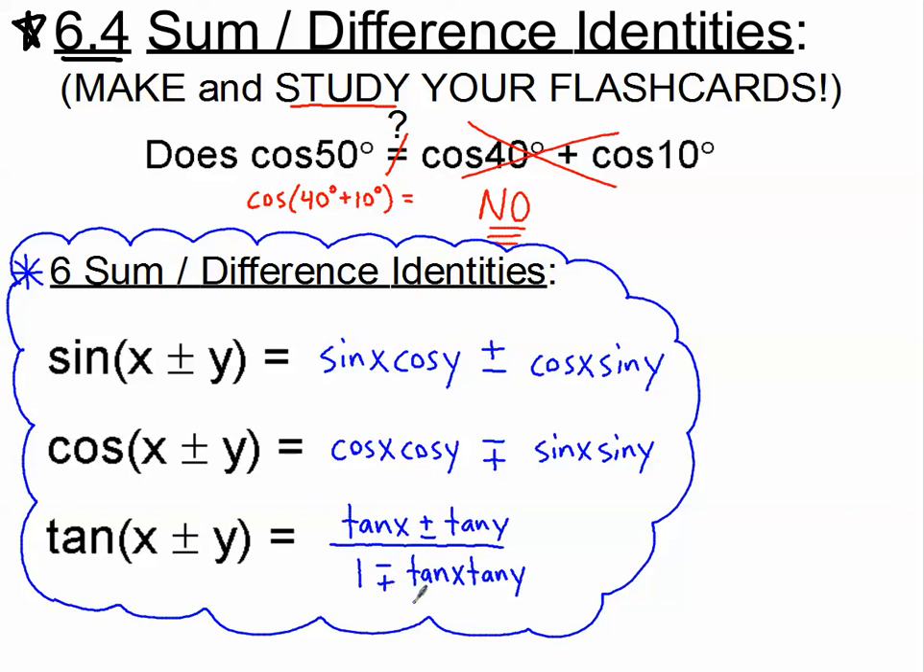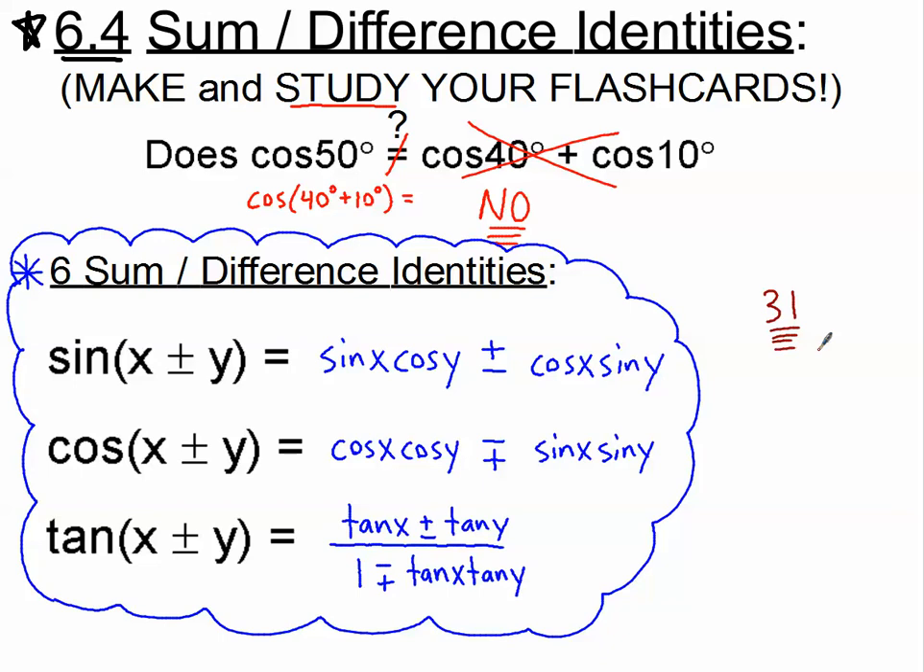So I'm absolutely fine with your using only 3 flashcards to start to memorize these 6, or if you want to use 6 separate flashcards, that's fine. Just separate the plus and the minus onto 2 different flashcards. But now we have a total of 31 identities that we should have memorized.